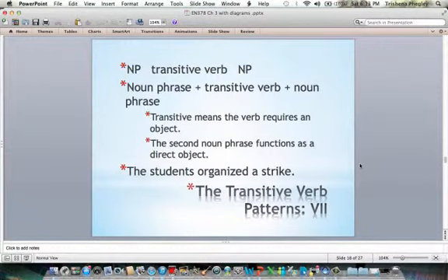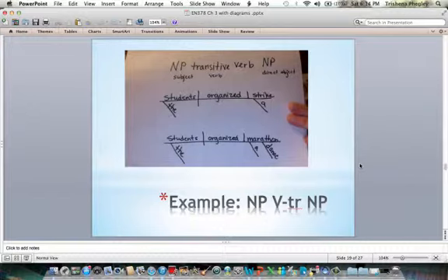All right, next one, noun phrase, transitive verb, noun phrase. The transitive verb means that your verb requires an object. And some of you have learned the term direct object. The second noun phrase functions as a direct object. After you say the subject and the verb, it answers the question who or what. So if we say the students organized a strike, that's our sentence. And then we answer those questions, who or what. The students organized what? A strike. That's your direct object.